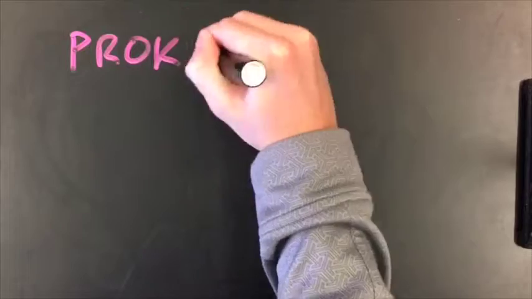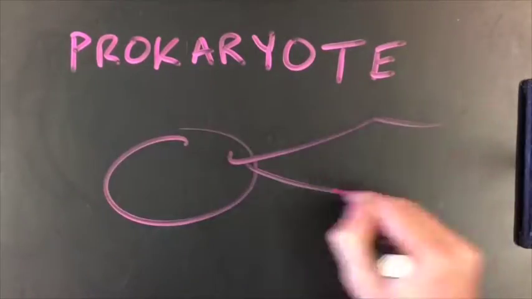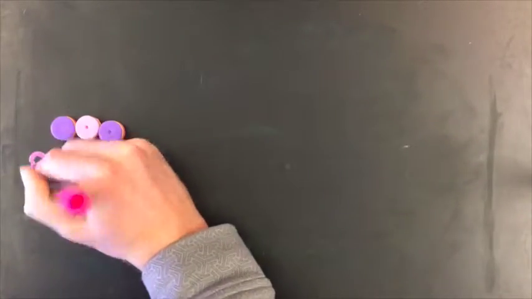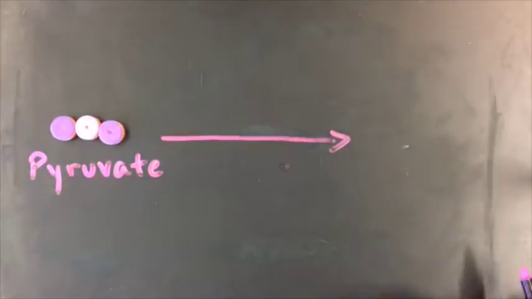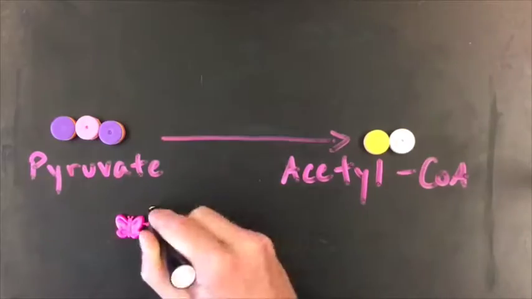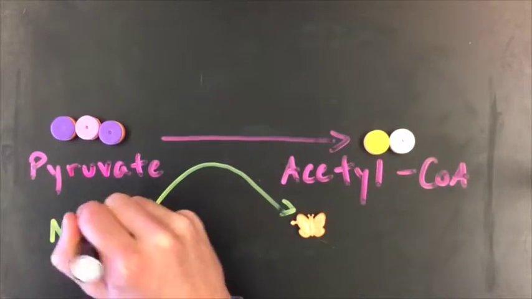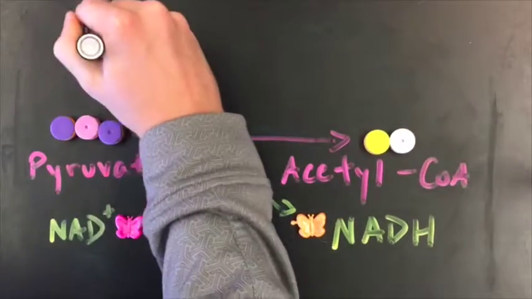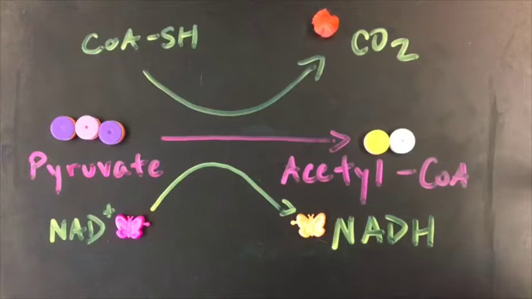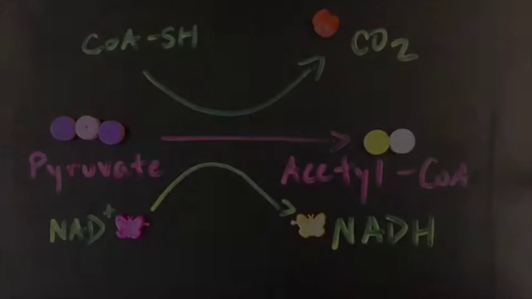In prokaryotic cells, this process takes place in the cytoplasm. Pyruvate oxidation converts pyruvate, a 3-carbon molecule, into acetyl-CoA, a 2-carbon molecule attached to coenzyme A, producing an NADH and releasing 1 carbon dioxide molecule in the process. Acetyl-CoA is a product used to fuel the Krebs cycle in the next stage of the cellular respiration process.